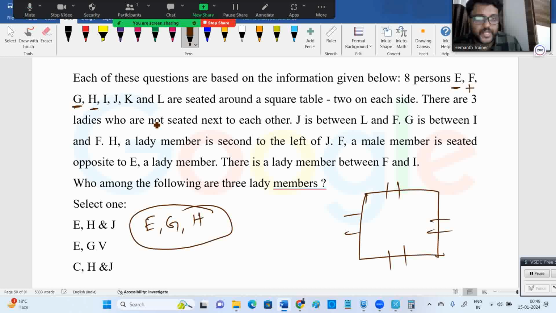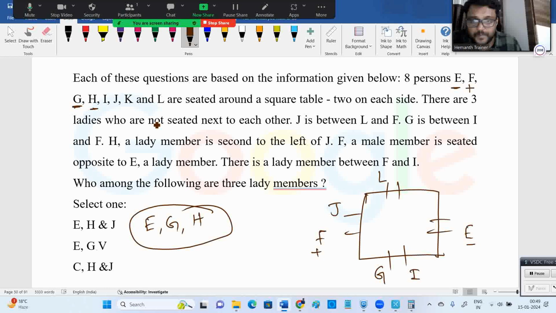Okay, fine. J is between L and F. F, a male member, is opposite to E, a lady member. There is F and I. G is between I and F. It can be like this or it can be like this. J is between L and F. We'll try one possibility. G is between I and F. J is between F and L.